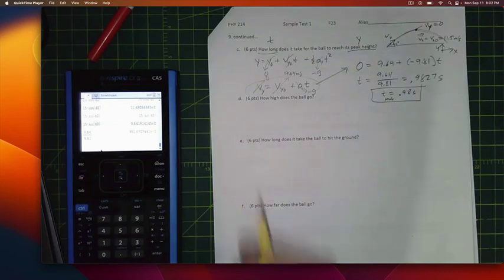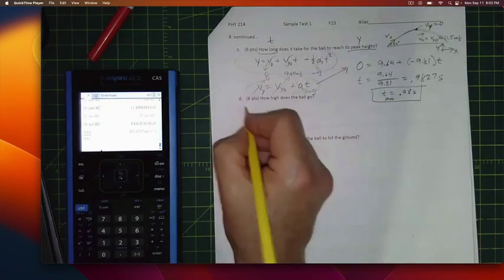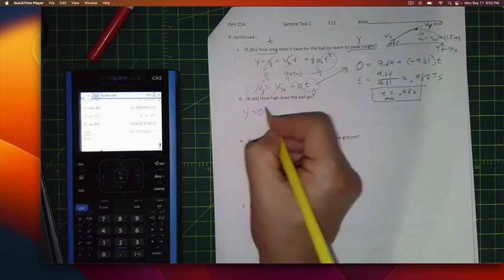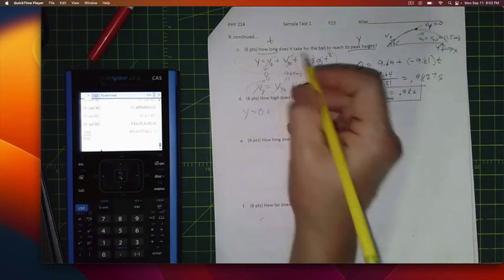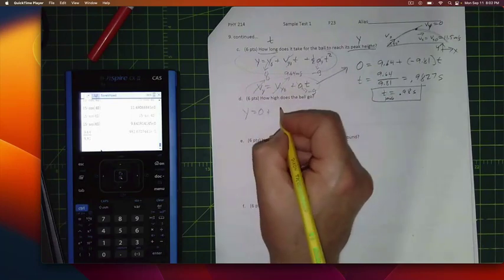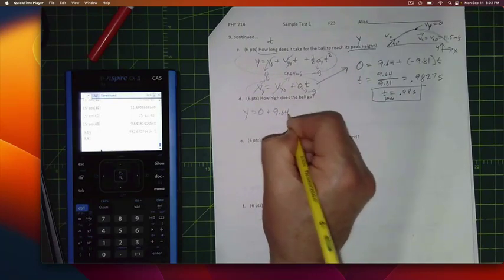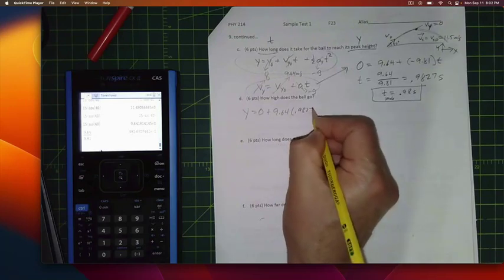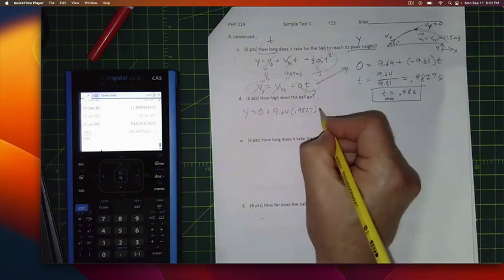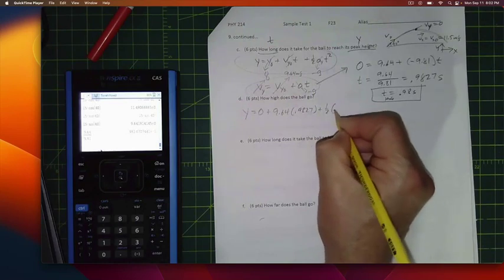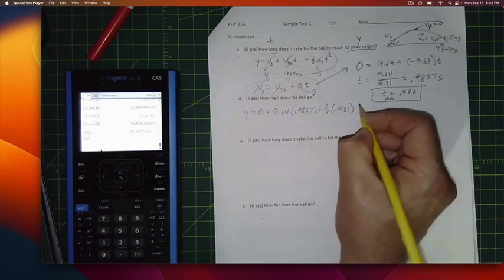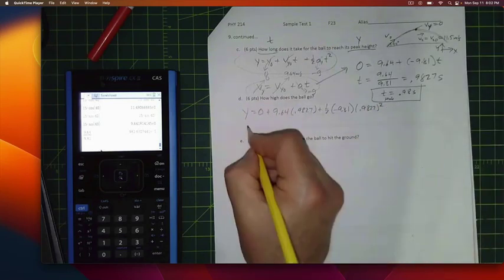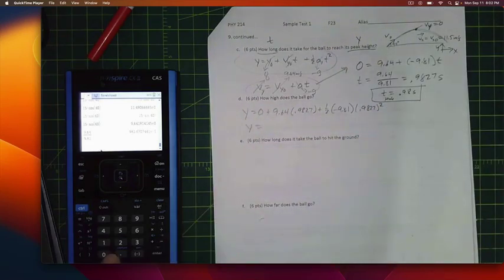How high does it go? Well, now we can use this equation up here. So y equals, we said y naught was 0, plus Vy naught, which is 9.64, times t, we've got t now, 0.9827, plus 1/2 a, negative 9.81, times t squared, 0.9827 squared. I'll plug all this in.